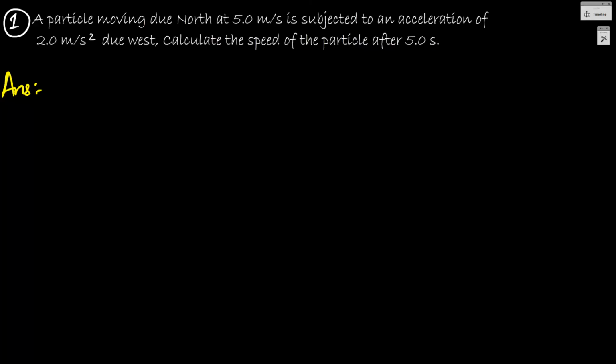Okay, in this episode, we're going to do some problems based on vector decomposition, unit vectors, polar formats, and Cartesian formats. Let's begin. Alright, in our first question, we have a particle which is moving due north at 5 meters per second.